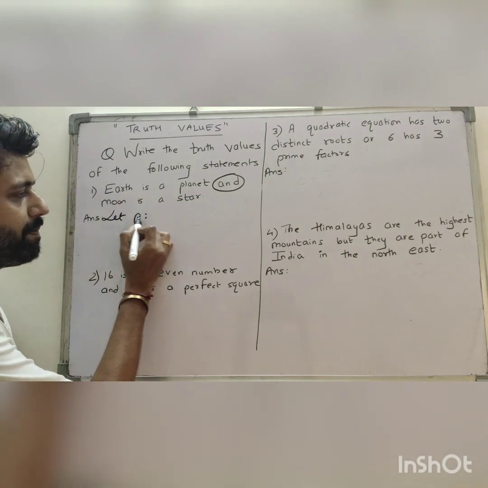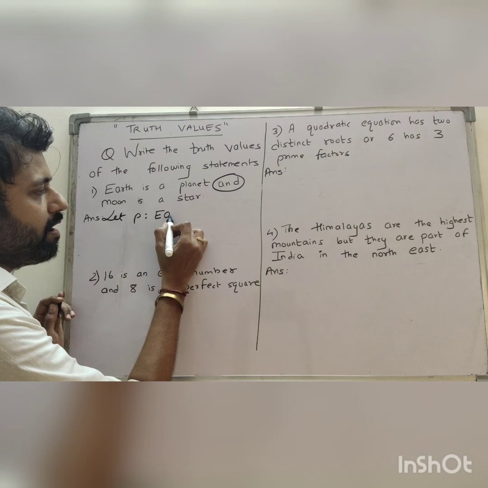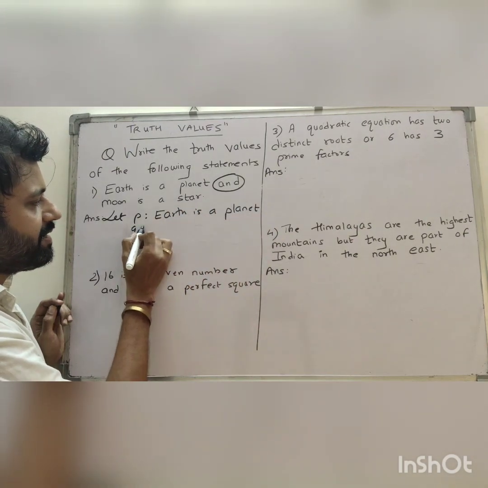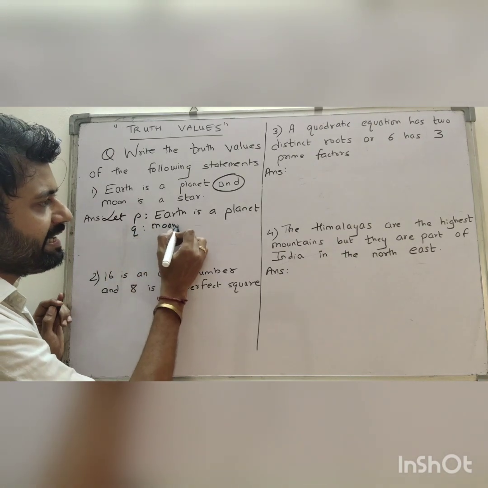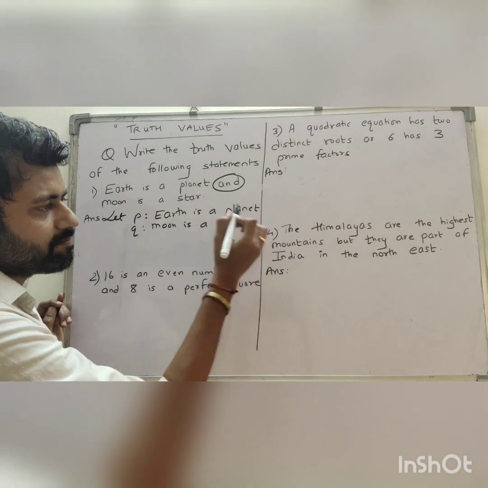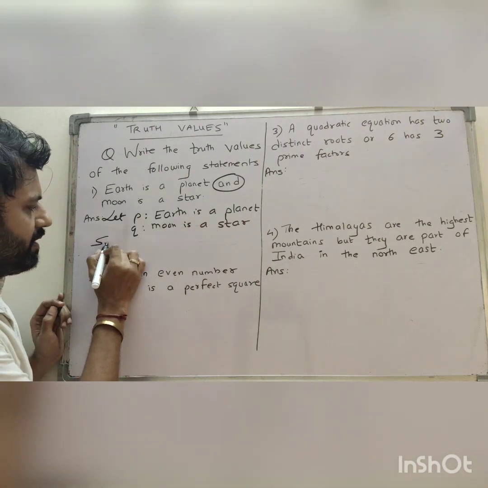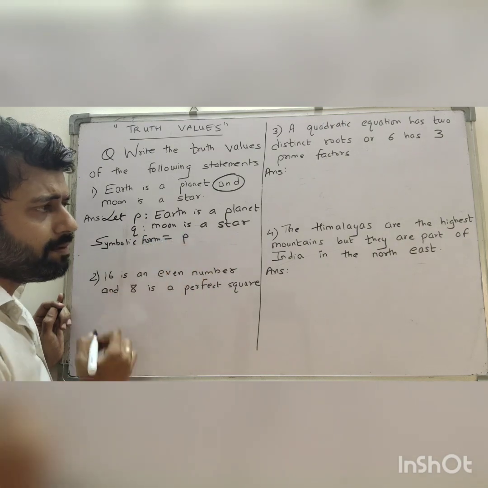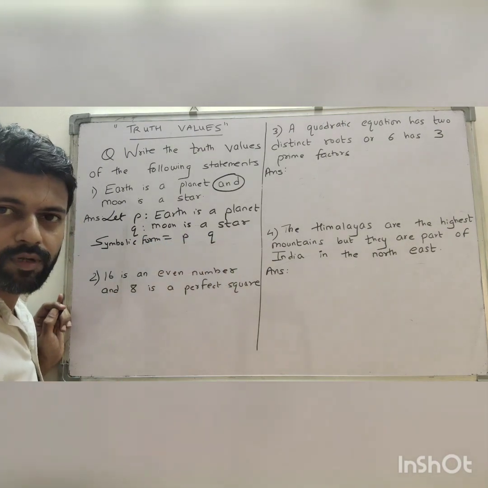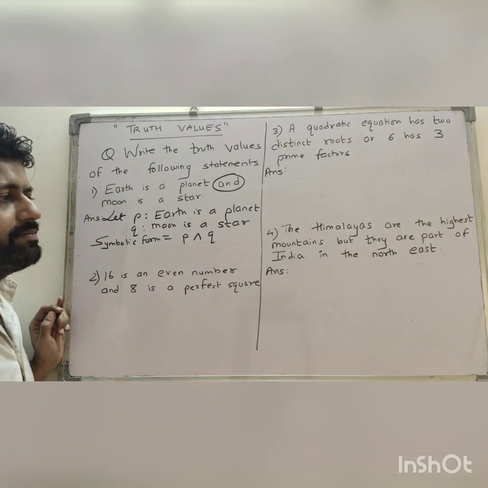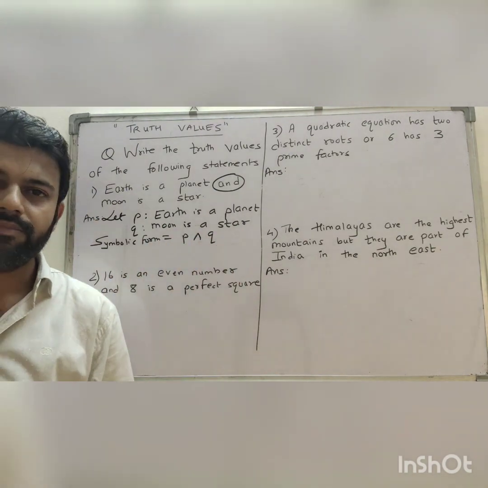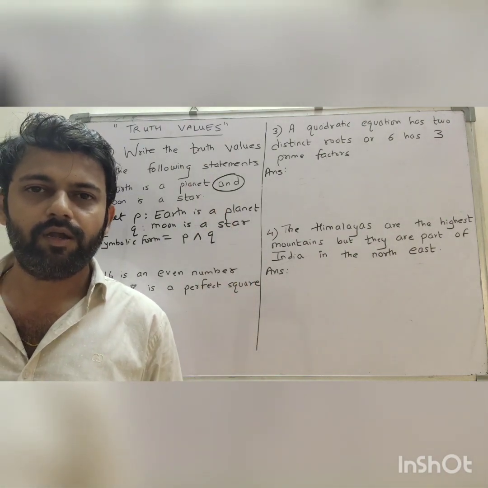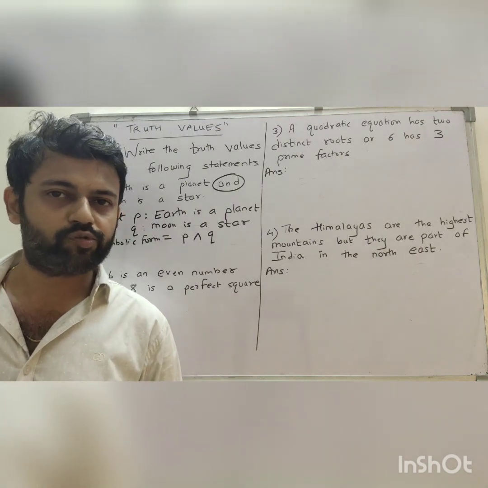Let P be Earth is a planet. Let Q be Moon is a star. So we remember to write in symbolic form this way: P, Q, with an and in between. So this is how we write in symbolic form. In this question you get a revision of writing the statements in symbolic form too.